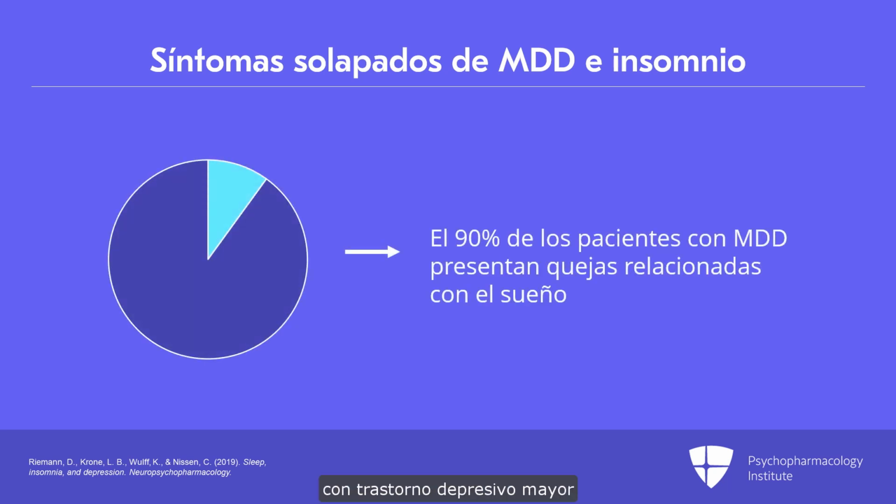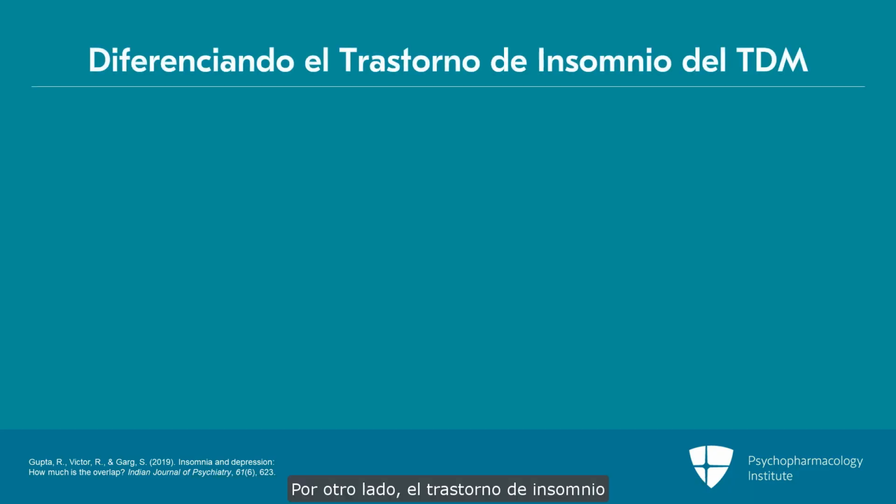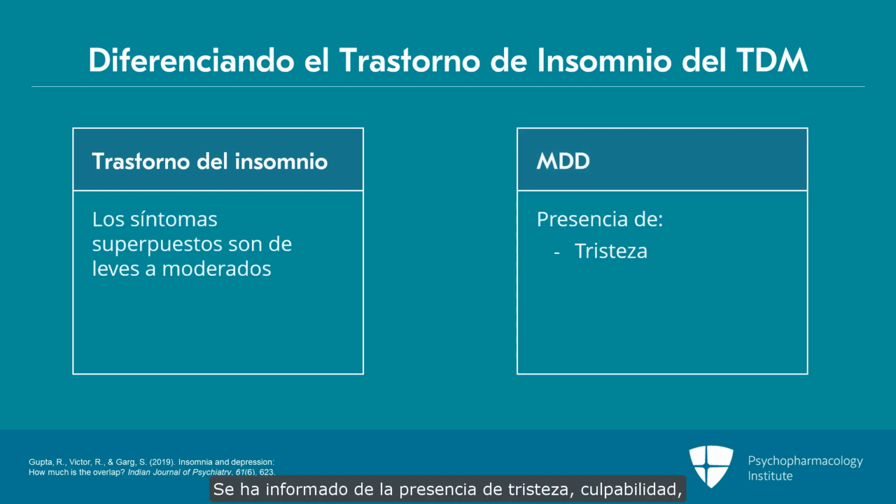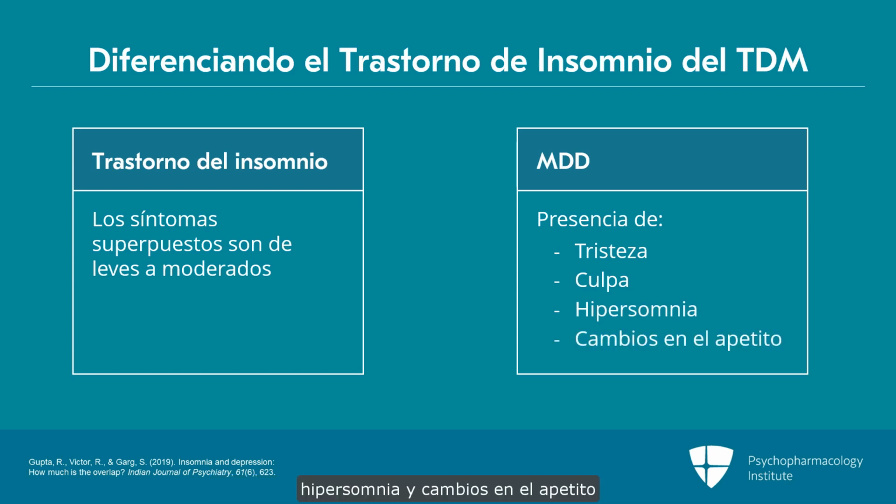Approximately 90% of the patients with major depressive disorder present with sleep complaints, and the majority of the patients present with insomnia, which is characterized by difficulty initiating or maintaining sleep and early morning awakenings. On the other hand, insomnia disorder can present as a depressive episode due to overlapping symptoms of sleep disturbances, low energy levels, attention and concentration changes, irritability, and mood changes. Depressive symptoms associated with insomnia disorder are usually mild to moderate in severity. Presence of sadness, guilt, hypersomnia, and change in appetite have been reported to differentiate depression from insomnia disorder.